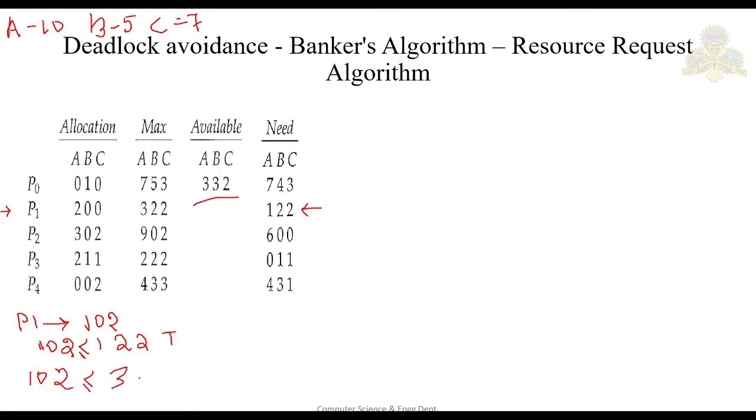Okay, so you have to check for this condition. Again, this condition is true here, right? If this condition is true, you go to the third step. What do you do in the third step? First, you'll calculate the allocation, right? Allocation is equal to allocation plus request.